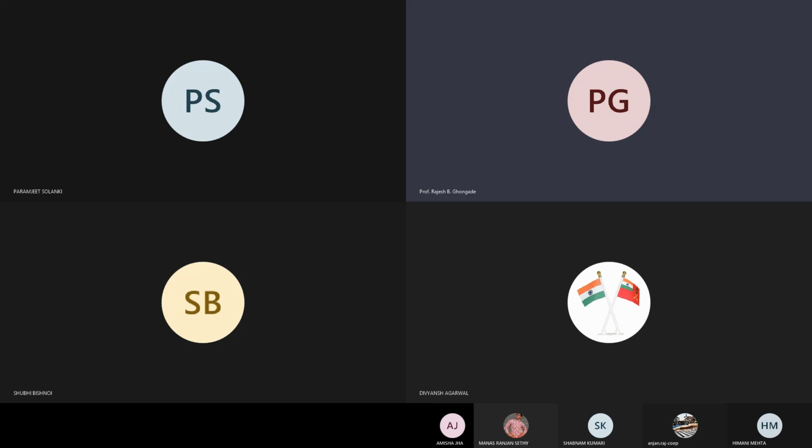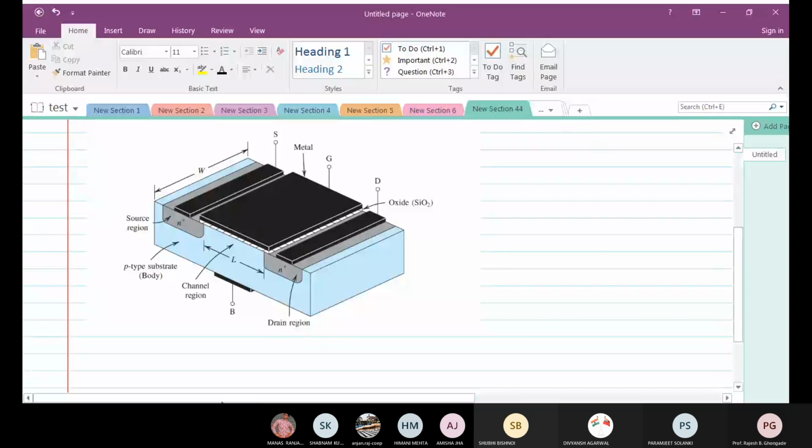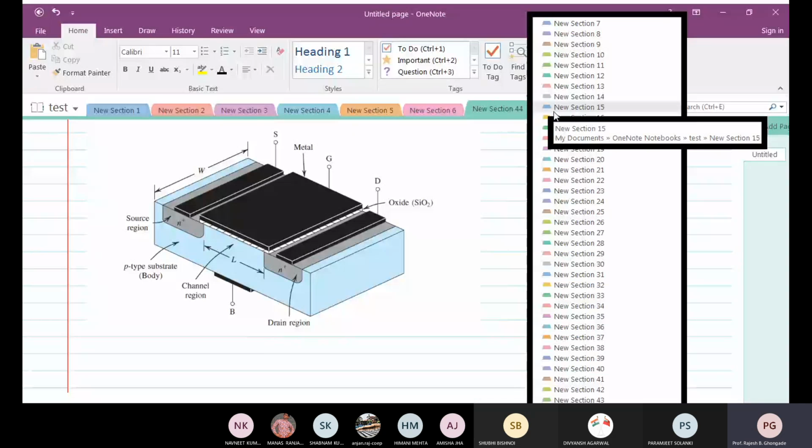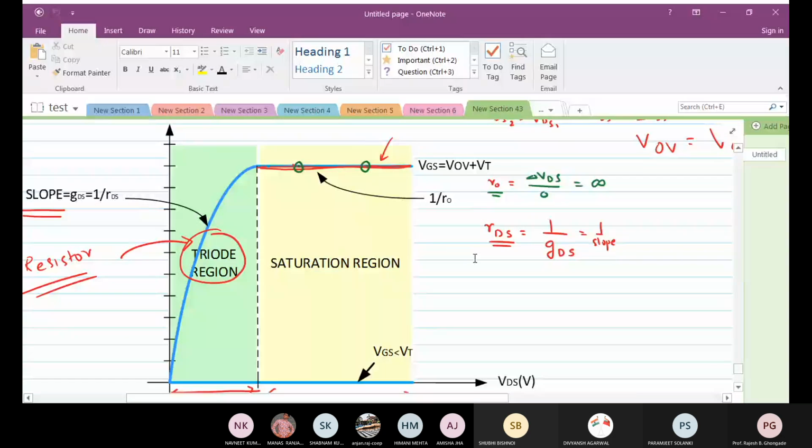So yesterday we have seen the characteristics, the triode region, the saturation region, and we have also come to the conclusion that in the triode region it acts as a voltage controlled resistor. Okay, so it acts as a resistor, but which is voltage controlled. We'll see why it is called voltage controlled in a short while.